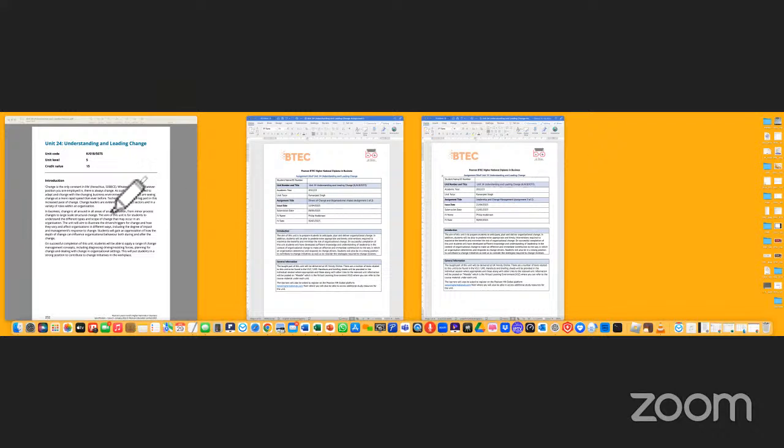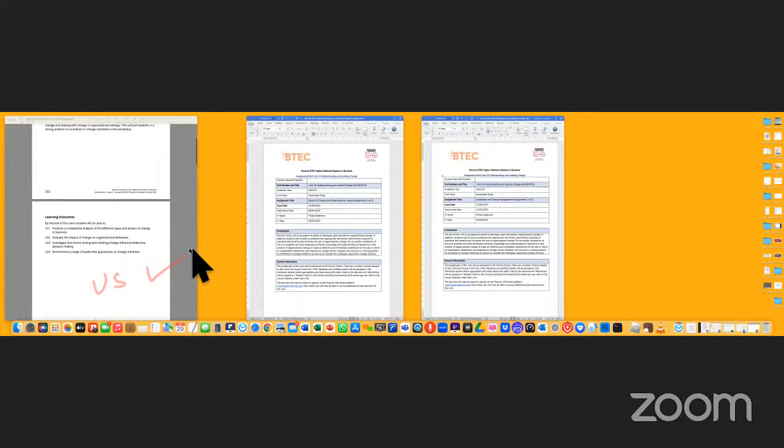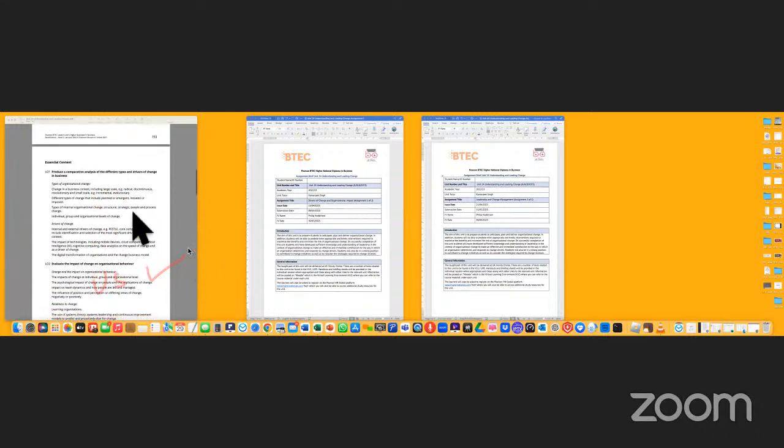Now, there are bits and pieces in terms of why, when you do your assignment, this document, which is called the unit specification, is going to be quite useful, because you are going to be able to use some of the indicative content which is given here and bring that into your evidence as a Word document.